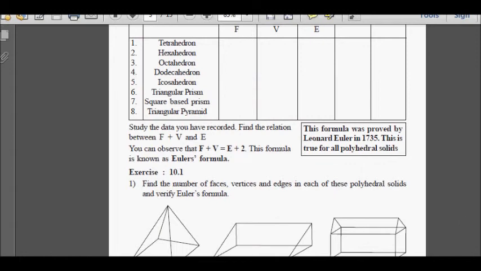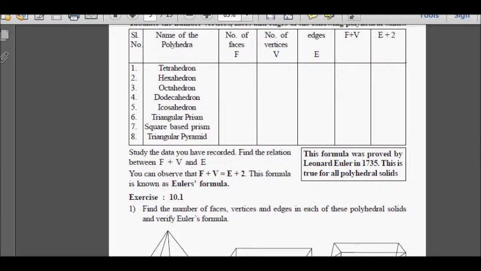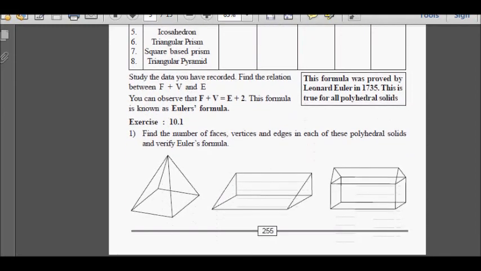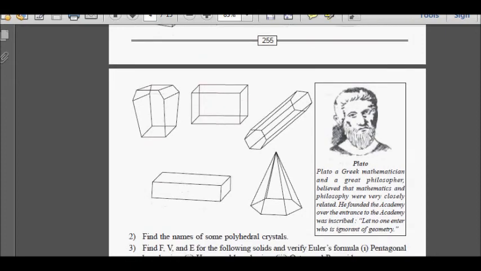Now, seeing what has been taught to you, you can fill this in your textbook. I've already given you F, V and E. You can fill in the remaining, F plus V is equal to E plus 2, and try to solve exercise 10.1 in your textbook.